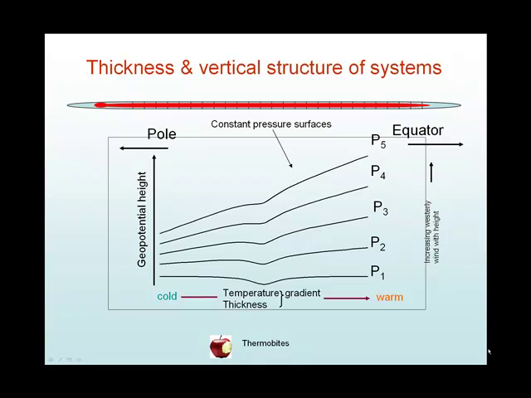So from cold air to warm air, the pressure surfaces slope upwards, and typically what we see is that pressure surfaces slope upwards towards the tropics.